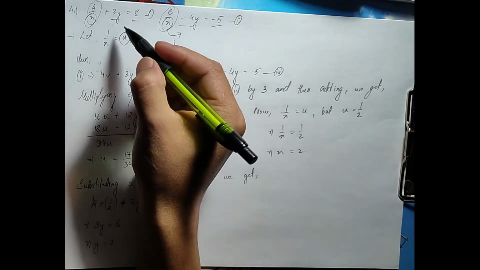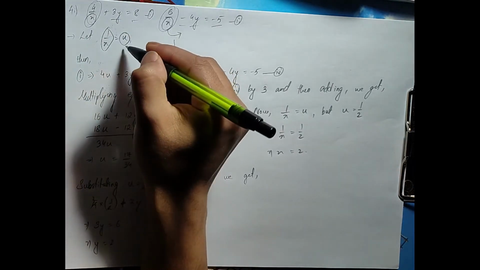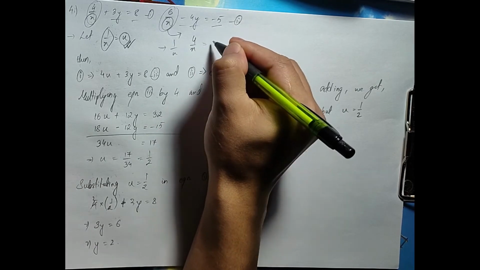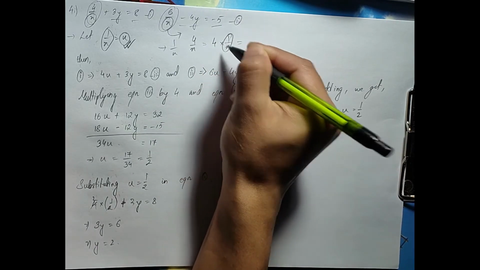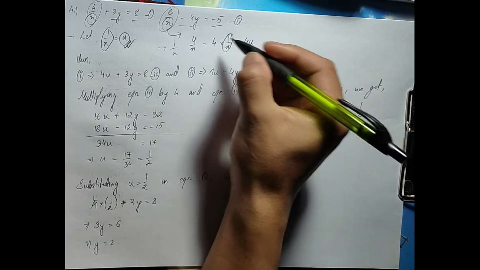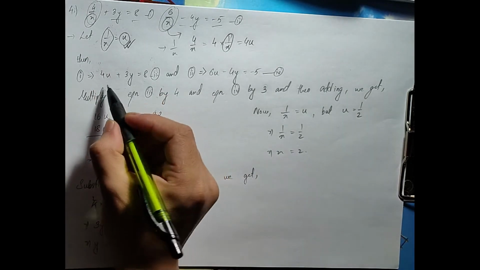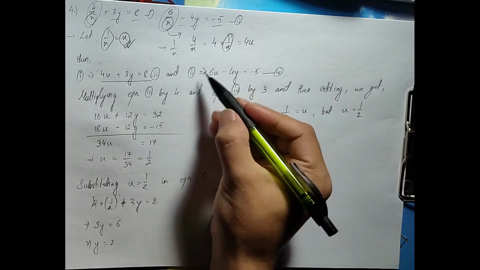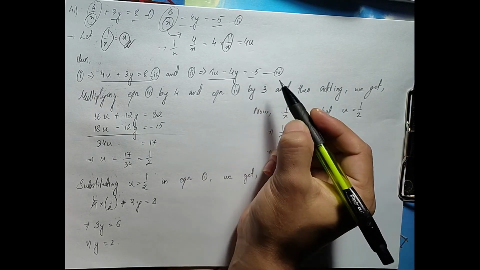What do we mean by that? So here you have 4 by x. Let's substitute 1 by x to be equal to u. So 4 by x will simply become 4 into 1 by x, which is u. So 4u. Similarly, 6 by x will become 6u. So 1 by x is equal to u. The equation changes to 4u plus 3y equals 8, and 6u minus 4y equals minus 5.